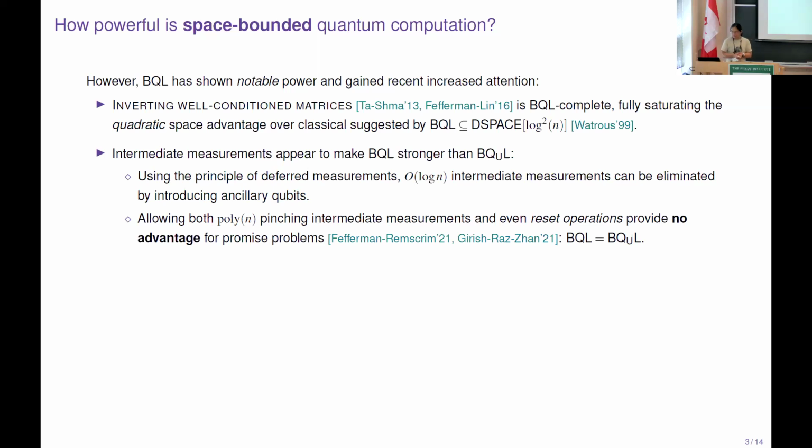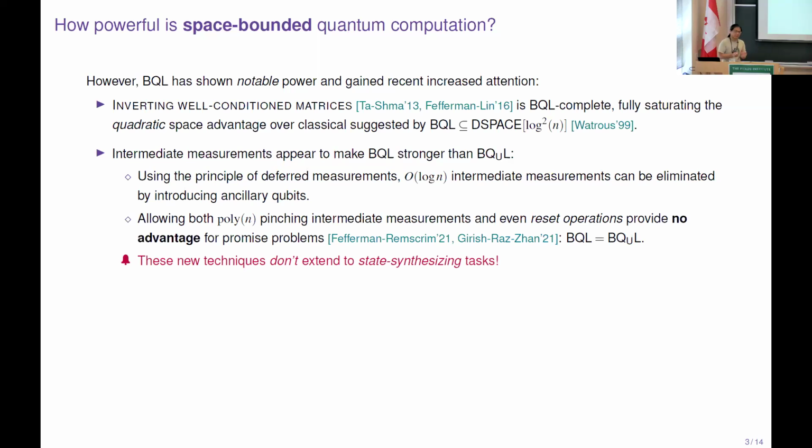Fefferman and Remscrim, and also another group, Griffiths, Rice, Schwarz, and Jin, showed that even allowing a polynomial number of intermediate measurements, and even a reset operation, I mean you can reset the qubit to be 0, even for that case, if we only talk about a promise problem, then there's no advantage. I should emphasize that this technique does not apply to the state synthesis setting.